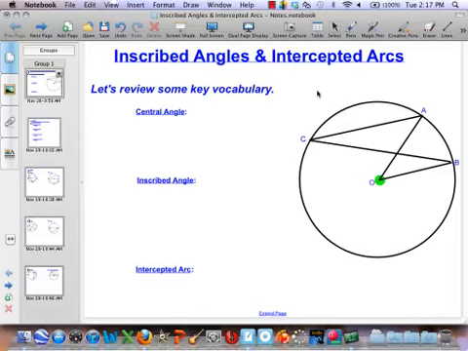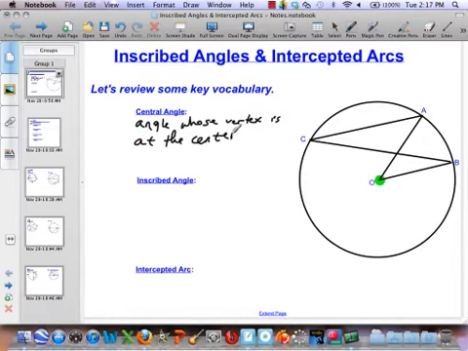So a central angle is an angle whose vertex is at the center, right? Okay, so it's an angle whose vertex is at the center. So Shay, you said an example of this would be an angle. How do we name angles? AOB.